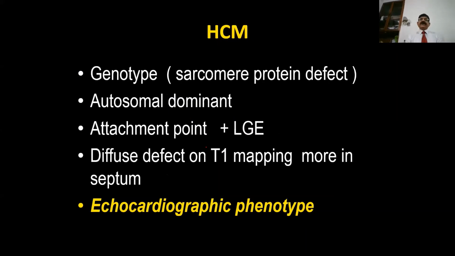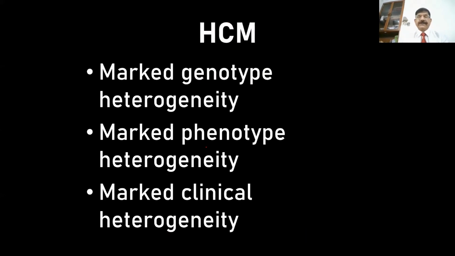So hypertrophic cardiomyopathy, let us summarize: 50% genotype positive, autosomal dominant, attachment point LGE positivity, diffuse defect on T1 mapping more because of extracellular matrix, more in the septum, and of course echocardiographic phenotypes. Let's come to echocardiographic phenotypes.